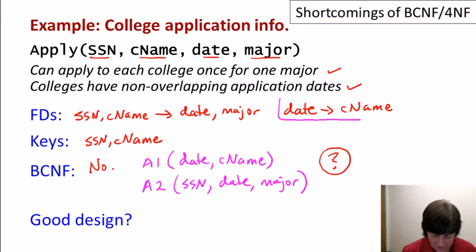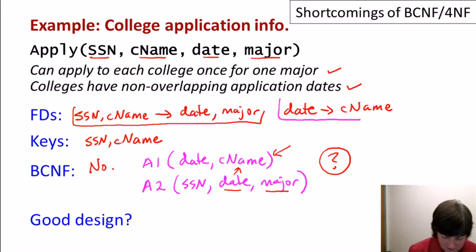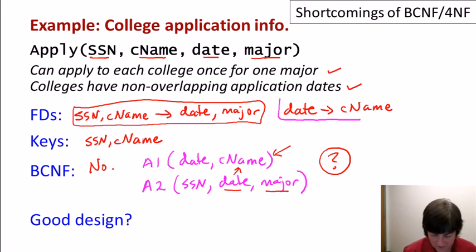We do correctly factor out the information connecting the application dates and the colleges. On the other hand, we've now separated a student's application, the date and the major of their application, from the college they're applying to. So even to check this first functional dependency here would require us to join these two relations together. Intuitively, we might just prefer to keep that information together, even if we are capturing some information multiple times. So I'd say not necessarily a good design here, and there is another normal form.